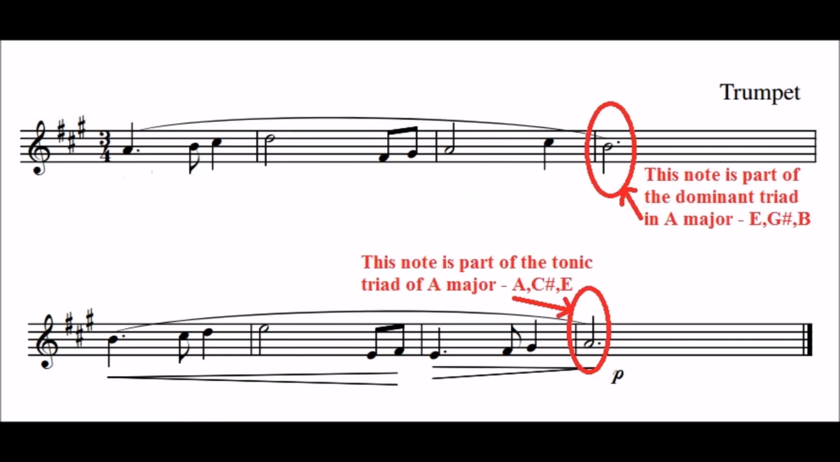The last note of the first phrase is part of the dominant triad in the key of A major. This makes the phrase sound unfinished, like a question that needs answering, and the second phrase ends with a note from the tonic triad, the tonic itself in fact, and so sounds finished, settled and answered.